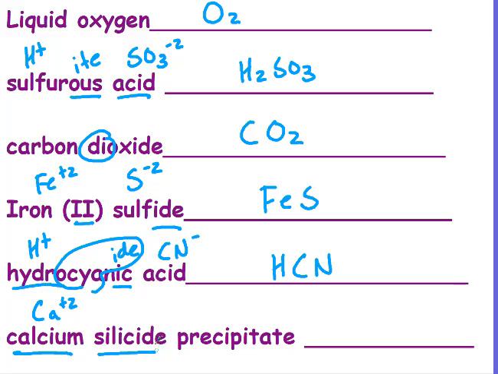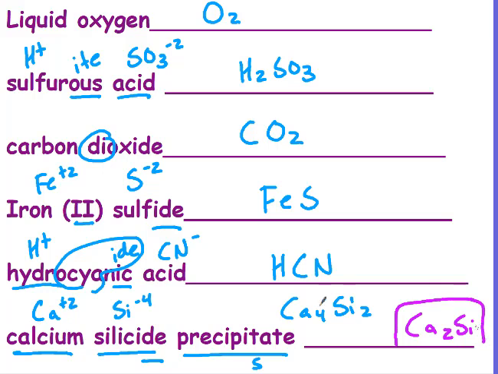Silicide ends in -ide, so that tells us it's an element. And we're looking on the nonmetal side, that's just silicon with a -4 charge. The precipitate tells us that it's a solid, which we'll see in a few minutes. But for now, we don't care about that. So when we cross those, we get Ca4Si2. But remember that those reduce down, so your final answer should have been Ca2Si.